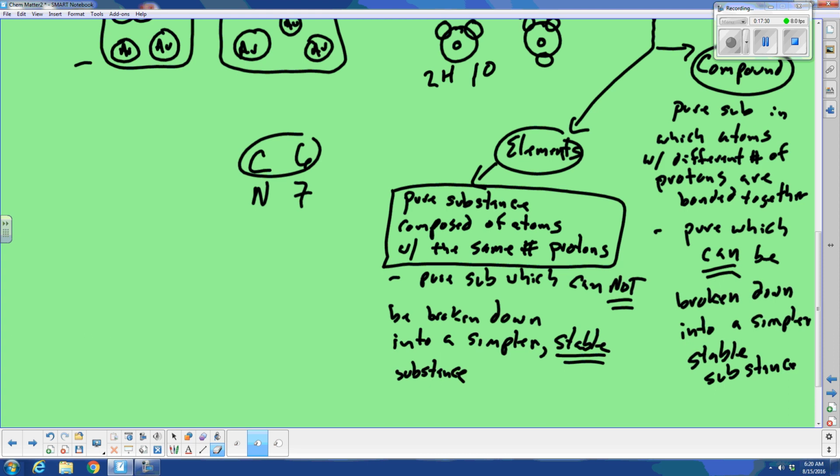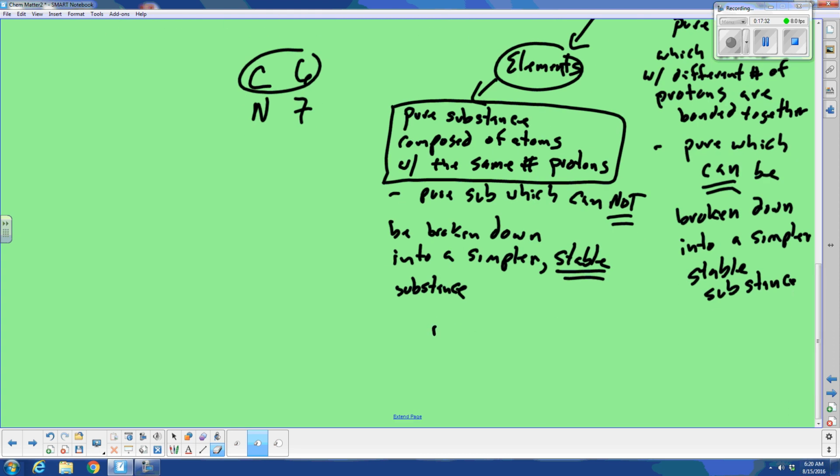And if we look at 2 examples, I could have iron. Now, is iron made up of atoms of the same proton? Yes, they all are Fe, right? Can this be broken down to a simpler, stable substance? Well, I could rip off a neutron, a proton, an electron, and the question is, does that still represent a stable substance? And the answer is essentially no, and so iron is an element.